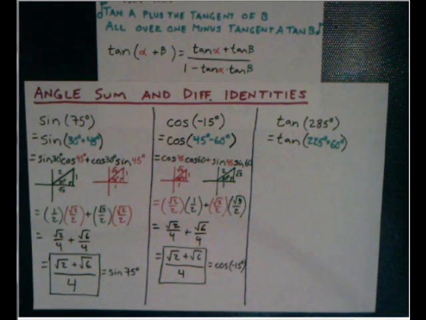I don't know what to say now. Tan A plus the tangent of B all over 1 minus tangent A tan B.